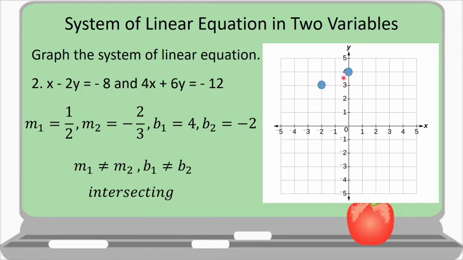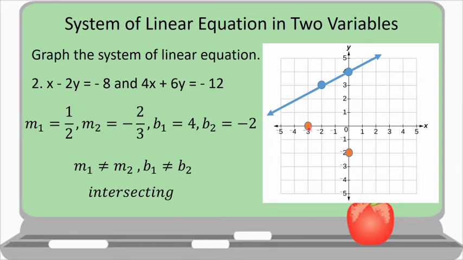We have downward 1, negative 1, over to the left 2, so over negative 2, it will be positive 1/2. So 1, 2. This will be the graph of x minus 2y equals negative 8. Now for the second equation, we have the y-intercept, which is negative 2, so it will pass through this point here. And then we have the slope, which is negative 2/3, so we can have the second point positioned here.